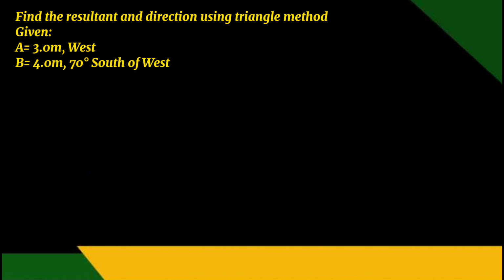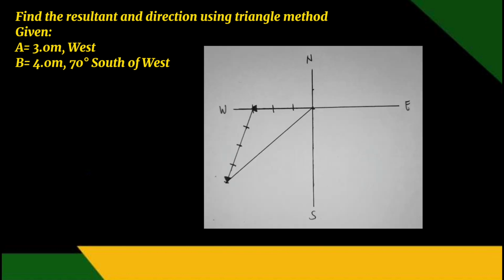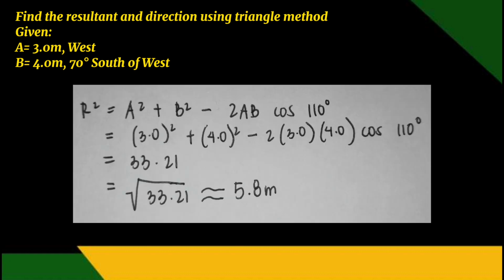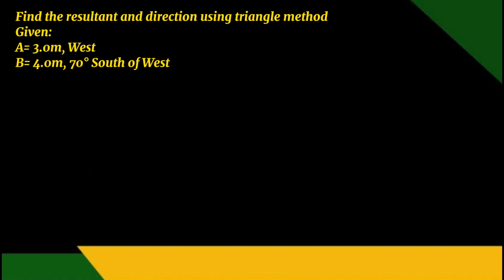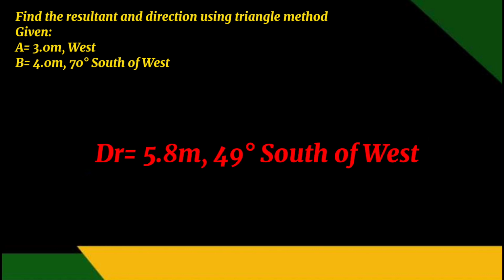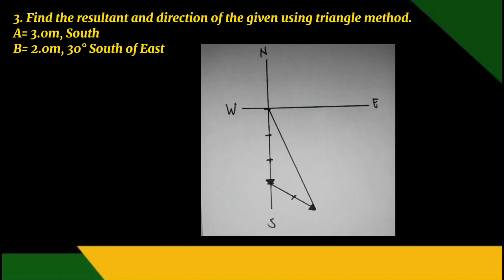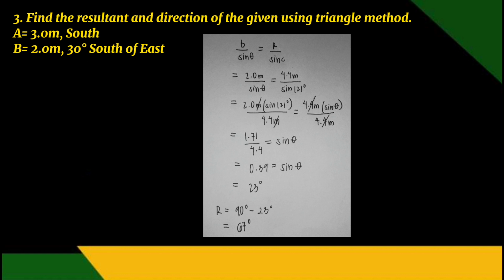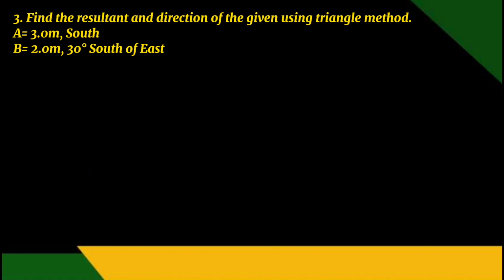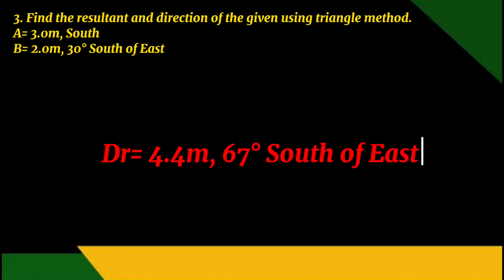And now let's have another example. So our resultant and direction would be 5.8 meters directed 49 degrees south of west. And another example. So our resultant and direction would be 4.4 meters directed 67 degrees south of east.